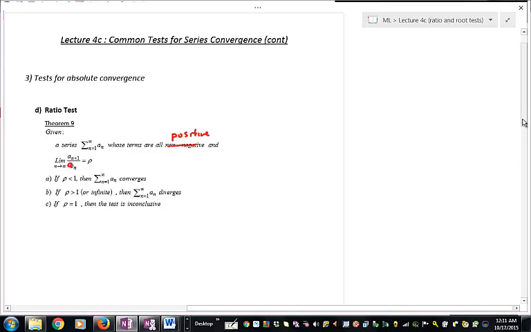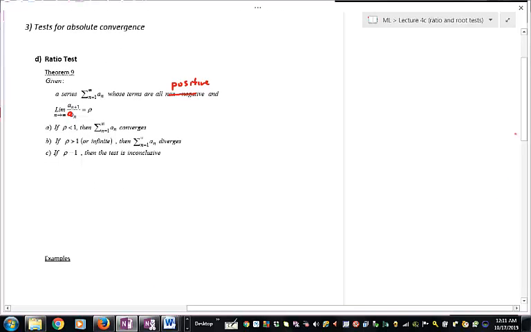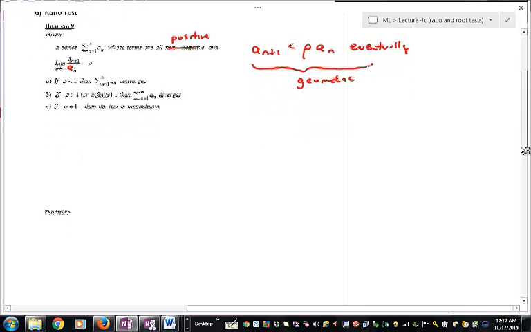So let's look at some examples. The reason why this is true, by the way, I don't want to go into a long drawn out discussion, but basically, if a sub n plus 1 is less than rho times a sub n, eventually, and this rho is less than 1, the behavior is like a geometric series. Okay, and that's why this rule works. You have to go through a little more math to prove it carefully, but that's kind of the basic idea.